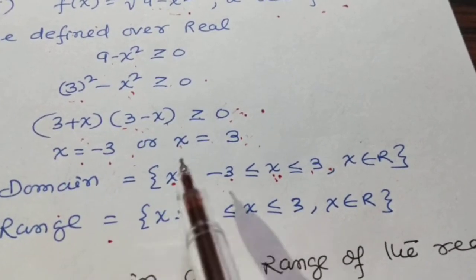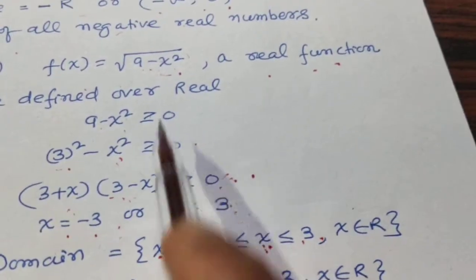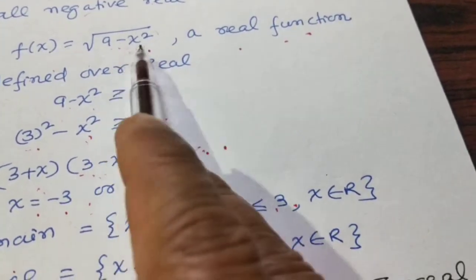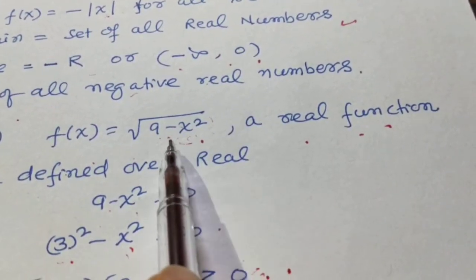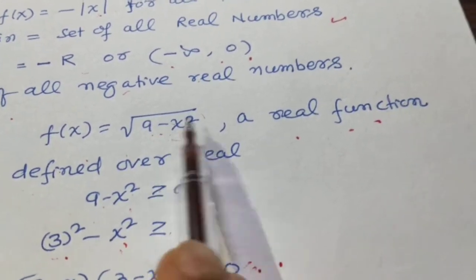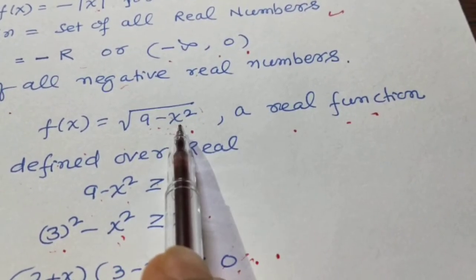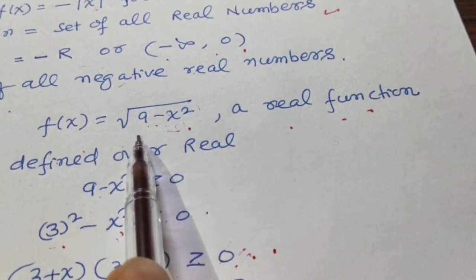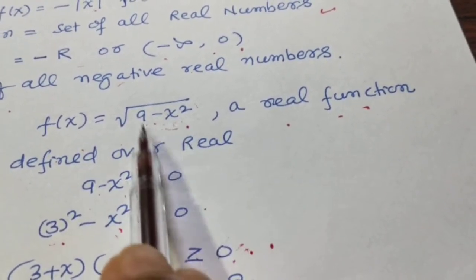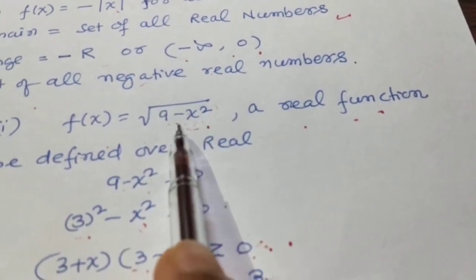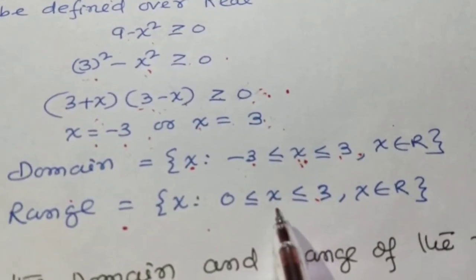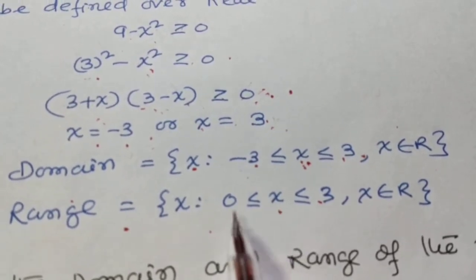What will be the range? If you substitute the values, if you put minus 3, here it will come 0. If you put 3, here also it will come 0. Going from minus 3 upward, you will find some values, but 0 will be the smallest value. If you put 0, while going from minus 3 to 3, 0 will also come, so root 9 is 3. So the greatest value in the range will be 3 and the smallest value will be 0. Therefore the range will be the set of all real values greater than or equal to 0 and less than or equal to 3.